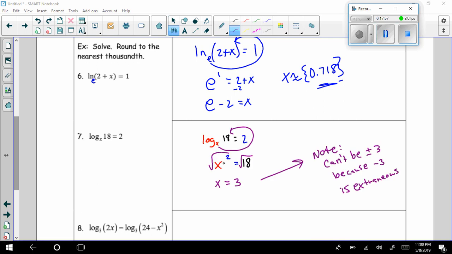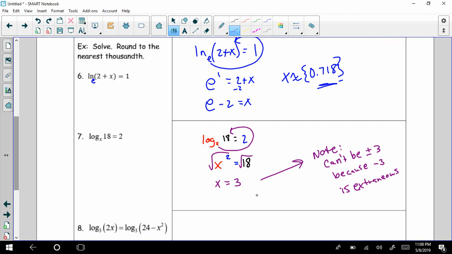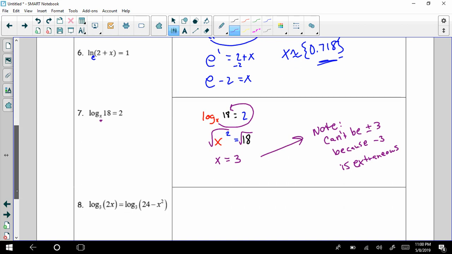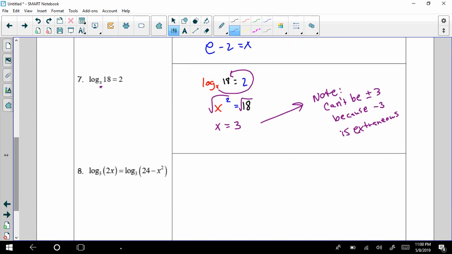Okay, here's my solution. So this one, when we convert it, because of where the variable is, we got x squared equals 18, so that's just a matter of taking the square root of both sides. Please note that usually here we would do plus or minus 3. Negative 3 won't work as a base, so we take that answer out, and x is 3.